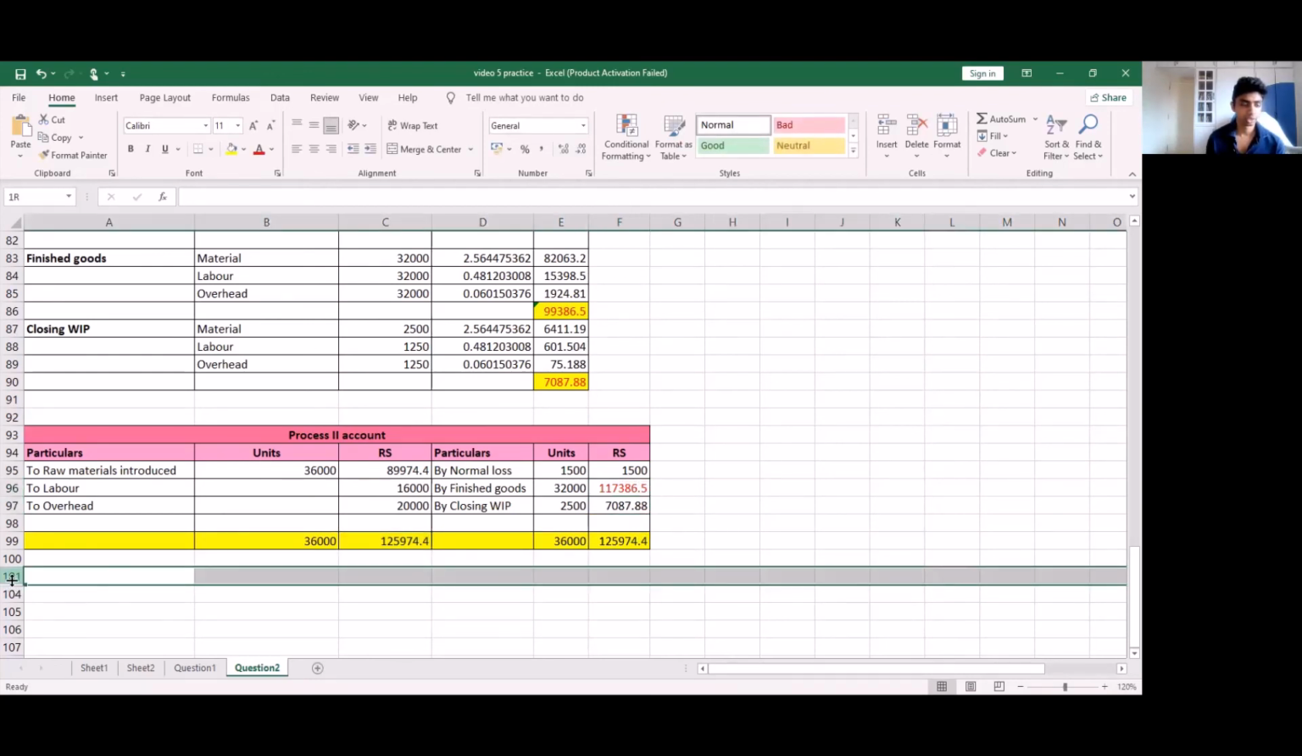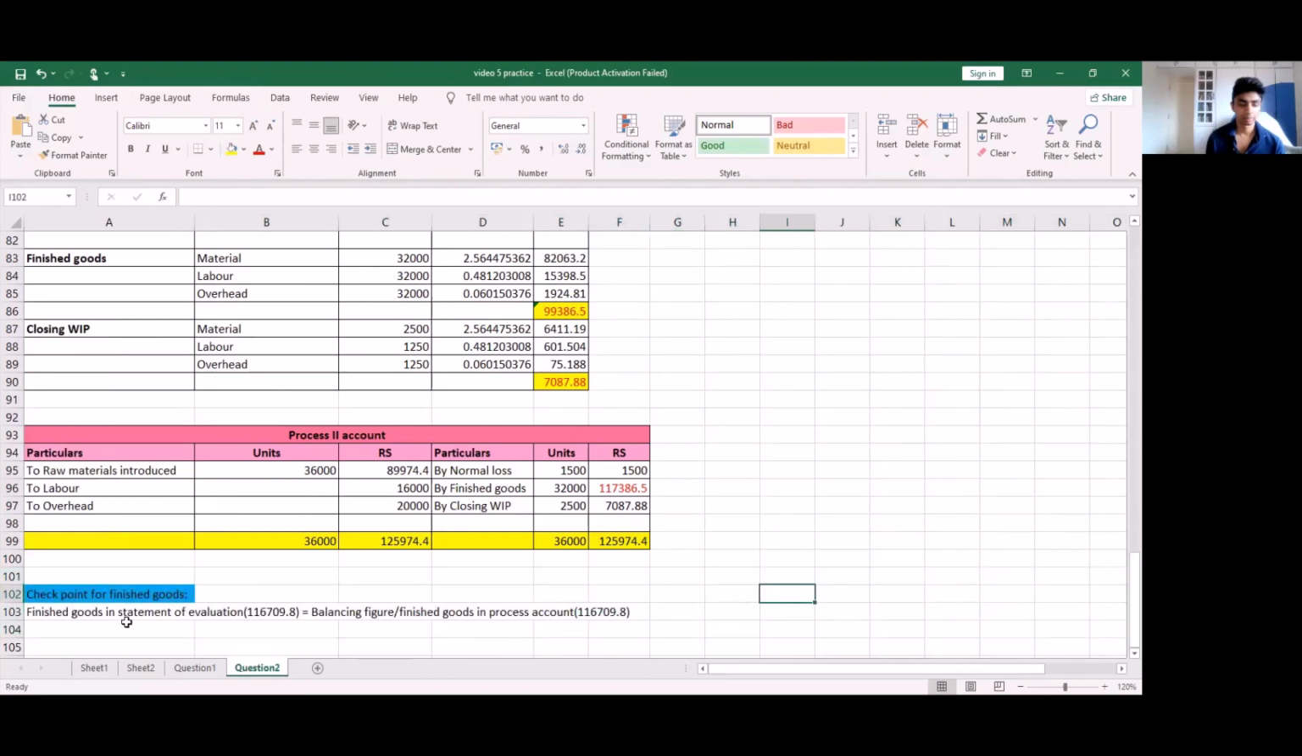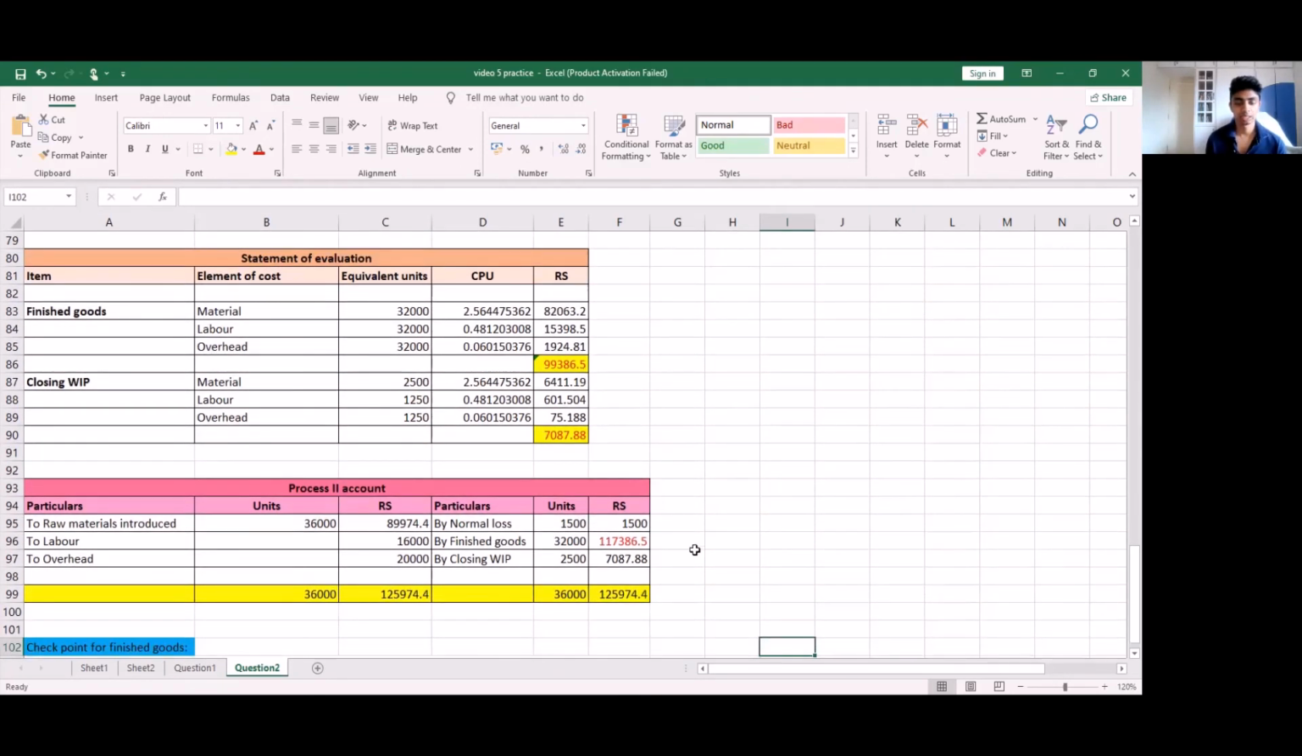Now for our checkpoint, or to check if what we did is right and if we have got it correct, we need to compare our finished goods in our process account and in the statement of evaluation. These two figures should be equal. But oh no, we have different figures in our statement of evaluation and in our process account. In our statement of evaluation, we have an amount of 99,386.5, and in our process account, we have a figure of 1,17,386.5.